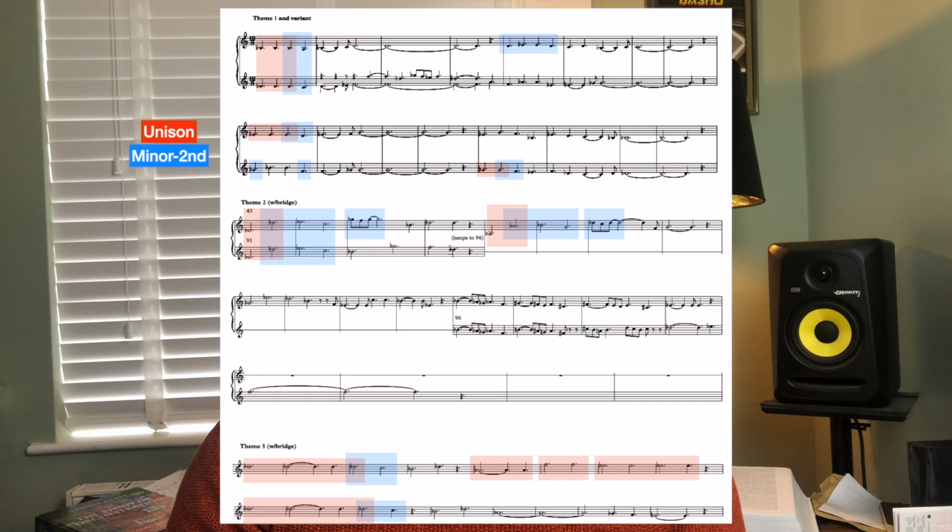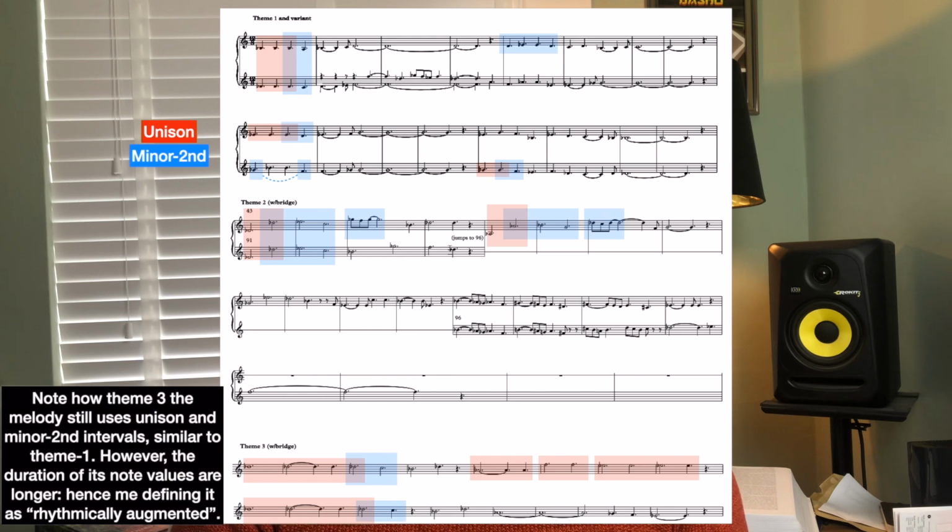Similarly, the unison and minor second in the third melody line bind it to the first. While theme 3 is rhythmically augmented, the interval patterns for the first 4 notes are the same in both melodies. Again, like the variation of the second theme, the augmentation brings freshness, while the intervallic similarities maintain consistency.